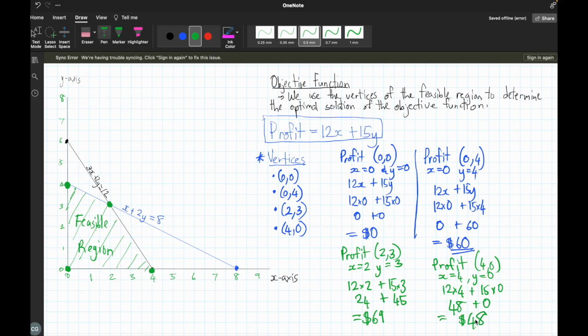So our highest value, as you can see from these four, would be this one here. Therefore, our optimum solution is when x is equal to 2 and y is equal to 3. As you can see, this is this particular point right here. So this here is the optimum solution in this particular case. All right, does that make sense to you guys? Yeah. Wonderful.